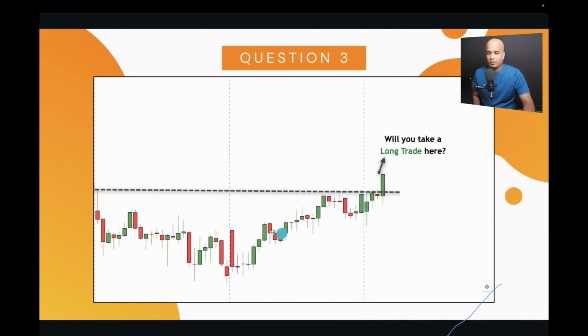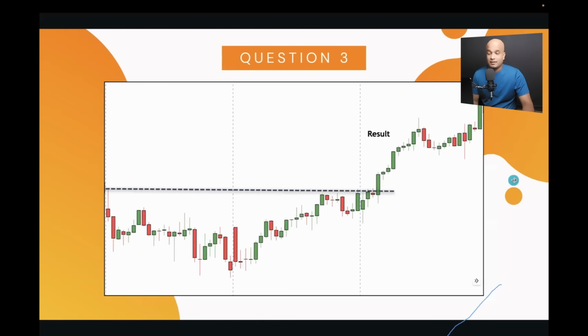This is also a very simple example. See, this is the previous day high, and this is also the resistance line, which is also the day before yesterday's high. And now price is breaking that resistance line. So will you take a long trade here? This kind of confusion happens to a lot of people, whether to take a trade or not, whether it is a breakout or not. This is one more example. Just think, will you take a long trade from here? 5 seconds. Okay. See, this is the result.